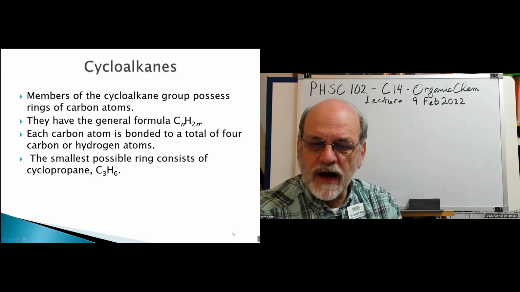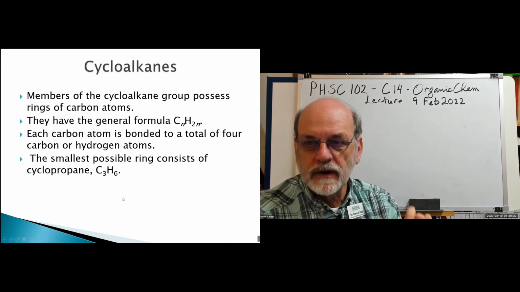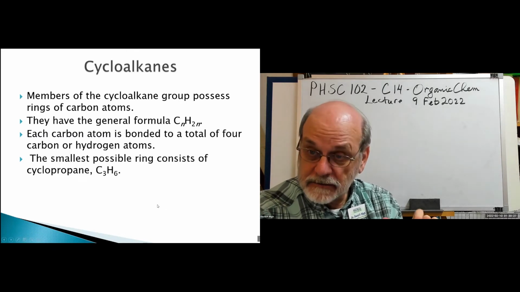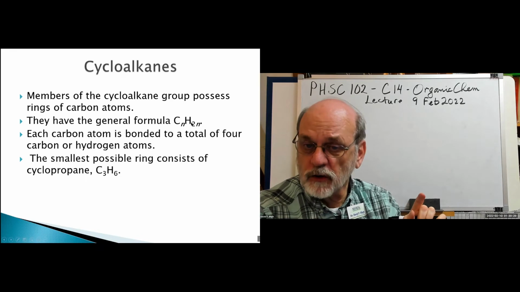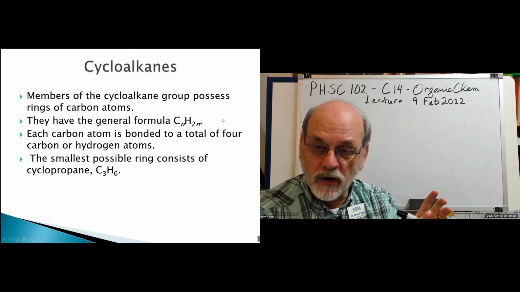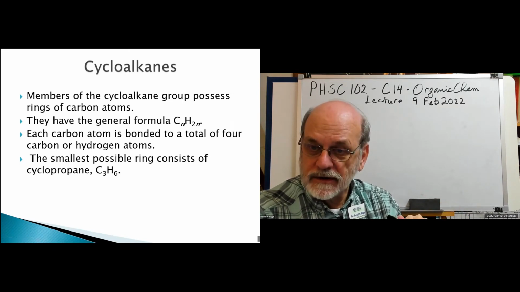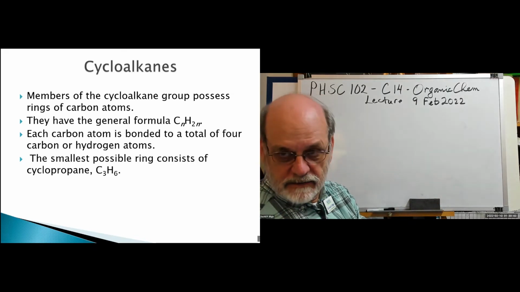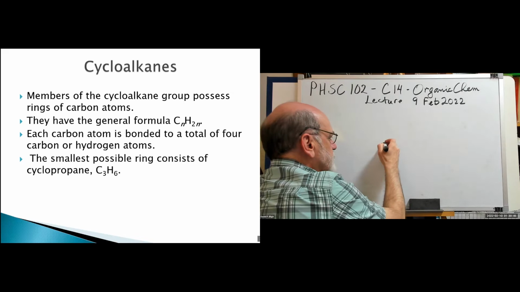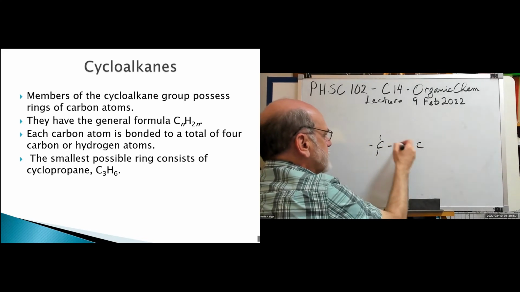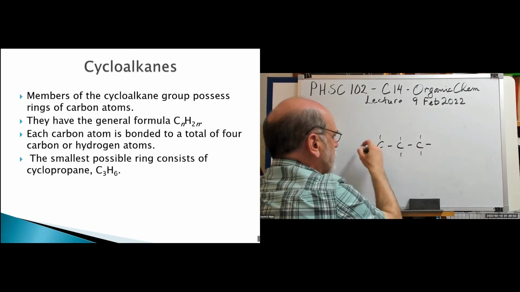The smallest possible ring structure is formed from propane, cyclopropane. And its general formula is N for the carbon and 2 times N for the hydrogens. So it's no longer 2N plus 2. It's now just 2N. So let me show you why that works. So if we have a carbon, carbon, carbon like that, and we have hydrogens here, here, here, here, here, here.